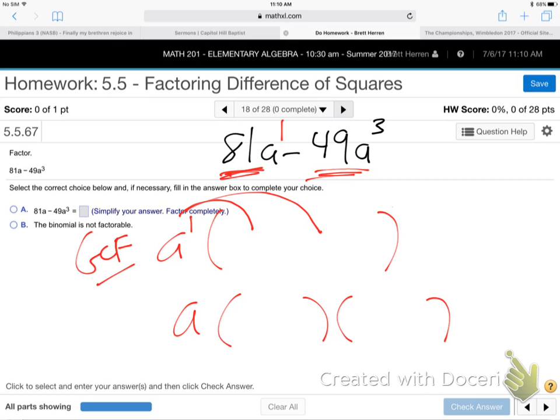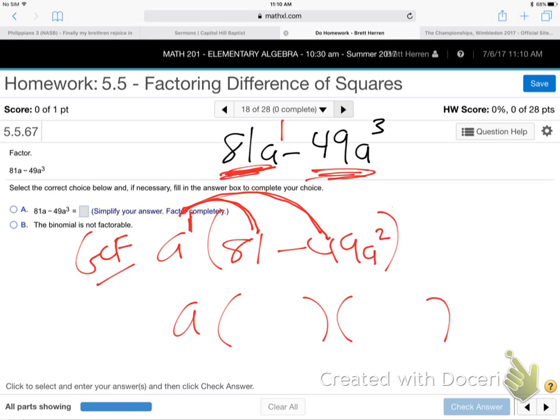First step is just reverse distribution. That's all it is. You're just saying A times what will go back to 81A? Well, just 81. That's all for that part, right? And A times what will go back to 49A cubed? Well, 49A squared, because the 1 power and the 2 will add, which you all know. Everybody knew that right away, right? Does that make sense?